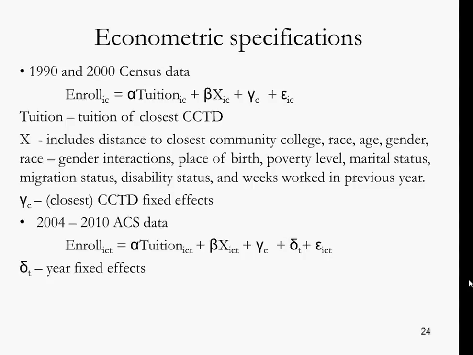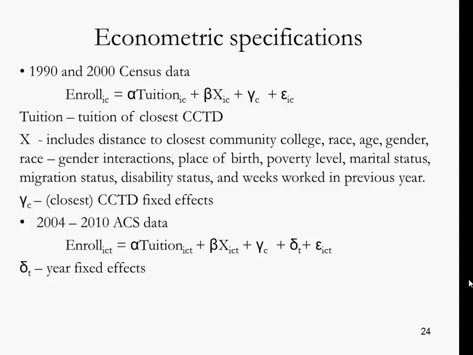So what we want to do is we want to isolate the tuition effect. And so the question is, how do we assign people who aren't in any community college taxing district? We need to assign them to a taxing district. And we do this by just choosing the one that's closest to them, and using this as a proxy for if you were to go to college, a community college, this would be the one you go to.